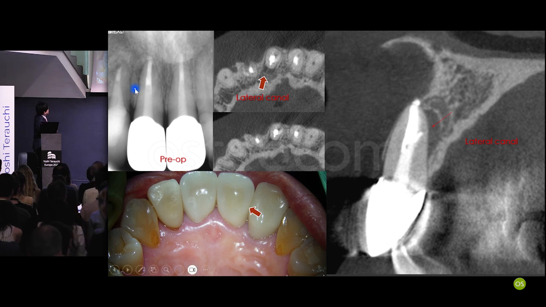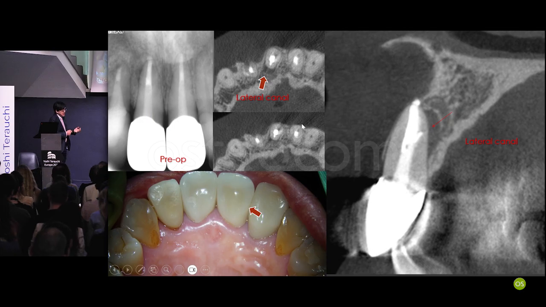This is another case. On the 2D radiograph, you don't see anything wrong. However, if you take CBCT, there's a lesion on the lingual side. You see something here. Maybe this is a lateral canal. But you don't see anything wrong with the 2D radiograph, PA, because you do see something wrong from mesial to distal direction, but you don't see anything from buccal to lingual direction. That's why you need to take CBCT.